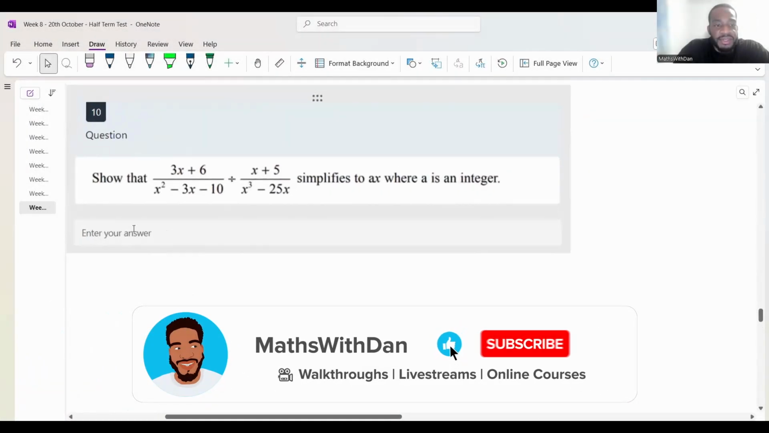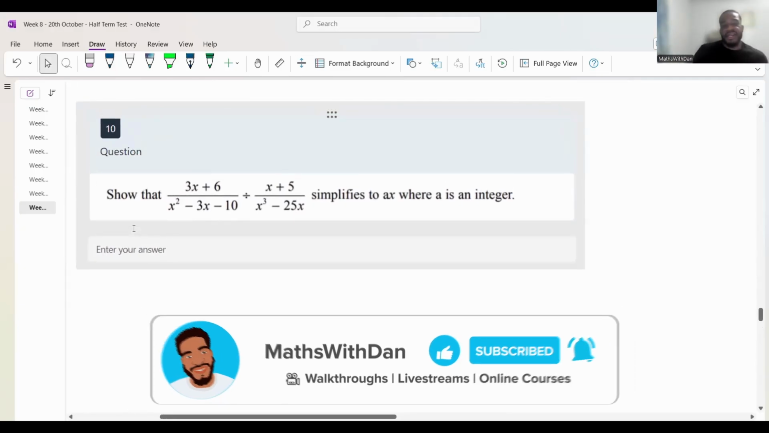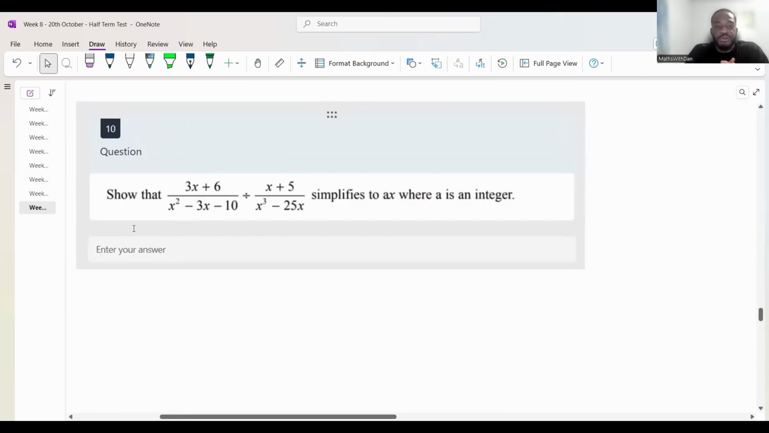Show that 3x plus 6 divided by x squared minus 3x minus 10 divided by x plus 5 over x cubed minus 25x simplifies to ax where a is an integer. So we did this last week, didn't we? Simplifying algebraic fractions. What must we always do, guys, when you're dealing with algebraic fractions simplifying?